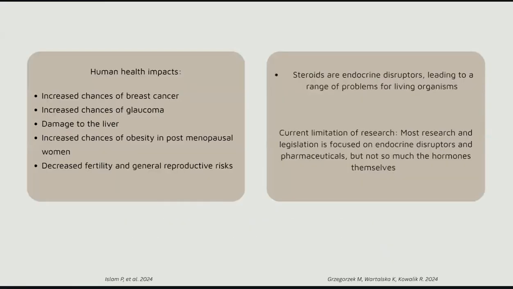It's important to know what they are ingesting because it has a lot of human health impacts. Anything to do with an increase or even a decreased level of hormones. And this could lead to increased chances of breast cancer, increased chances of glaucoma. It may cause damage to the liver. It's especially risky for women, especially for postmenopausal women. There's increased chances of obesity, decreased fertility, and in general, it will cause reproductive risks.